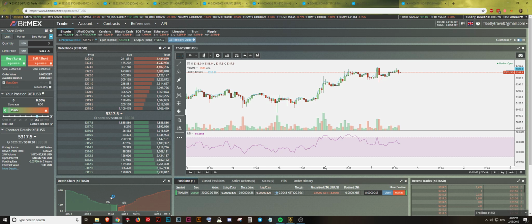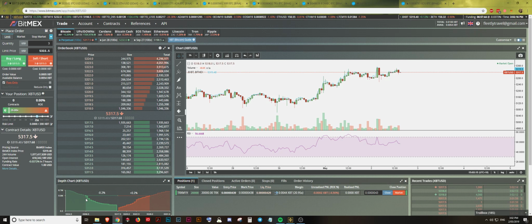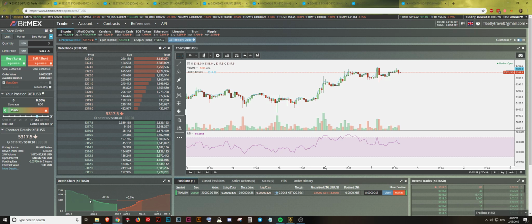What I would use the depth chart for is for choosing where to place my order. So if I want to get my long filled, I can see down here around 5,310, that's a pretty big gap up. So if I put my order down here at 5309.5, I'm less likely to get filled. And if I'm certain I want to get long, I want to get filled. So I would use it around here where it's these smaller steps. So I would put it probably at 5311, something like that. So that's what I use this for.